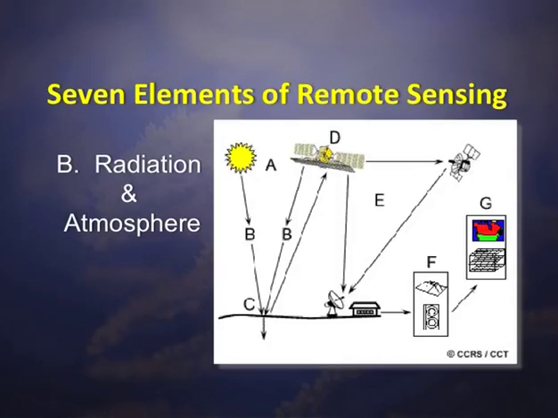Second one is the radiation and atmosphere. Whenever light passes through the atmosphere, we have the ionosphere, stratosphere like that. After reaching the atmosphere, it will have different colors of reflection. So, that is called the second element. The energy from the sunlight reaching the atmosphere is called radiation and atmosphere.